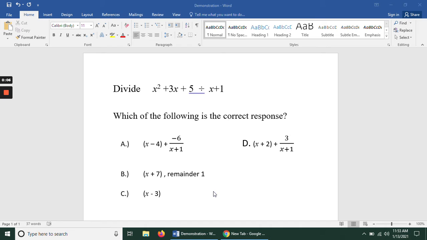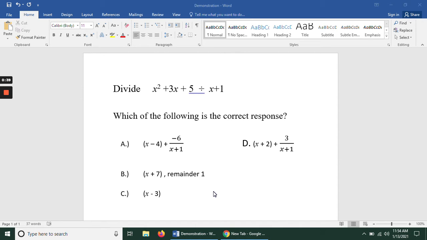Today I'm going to introduce you to the easiest way to divide a polynomial if you are given a multiple choice problem. This is the easiest way to handle a polynomial division problem. This method will help you tremendously.